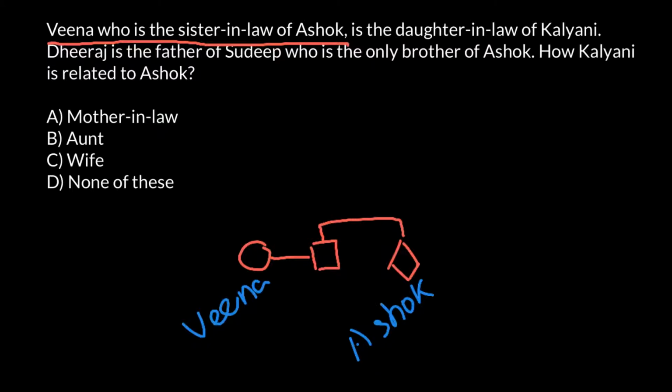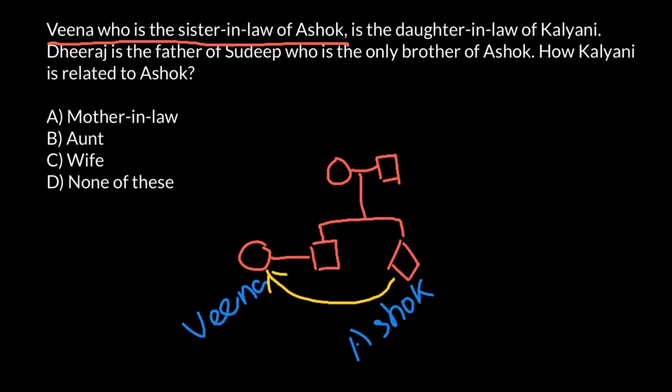And of course, every person has a mother and father. So let's add mother and father here. And now we see that these are siblings. These are the parents of the siblings. One of them is married. One of them is male. And we can also tell from this picture that Veena is a sister-in-law of Ashok. So what else can we tell from this picture?